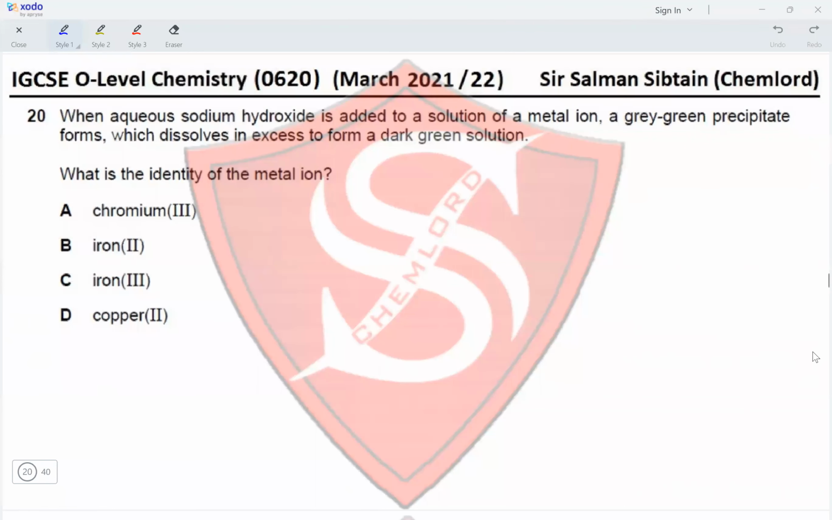Question 20. When aqueous sodium hydroxide is added to a solution of a metal ion, a gray-green precipitate forms which dissolves in excess to form a dark green solution. This is evidence that chromium 3 positive, Cr3+ ions are present in the given solution. Because chromium forms a gray-green precipitate of chromium 3 hydroxide upon addition of sodium hydroxide, which dissolves in excess, producing a complex colored salt solution, which is dark green in color. Therefore, the correct option for this question is option A.